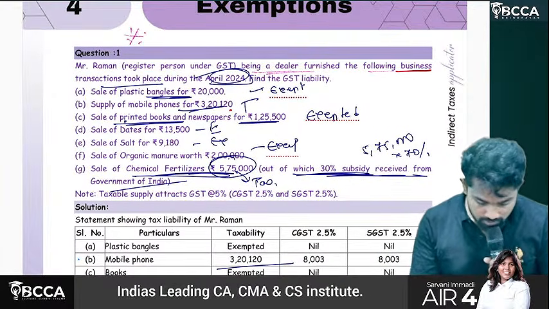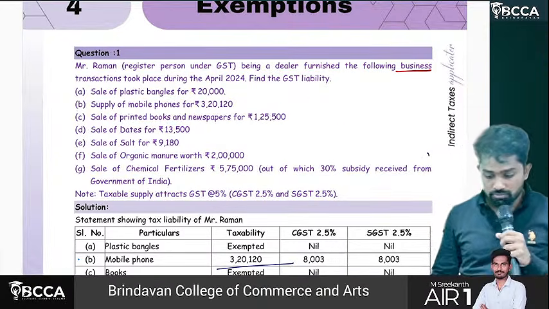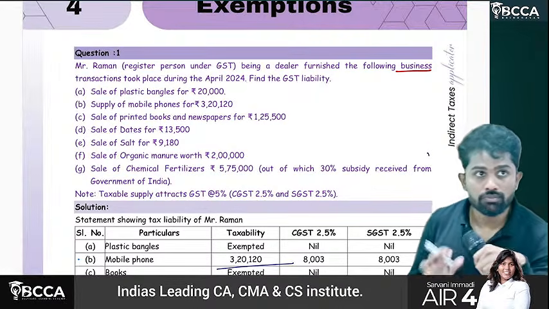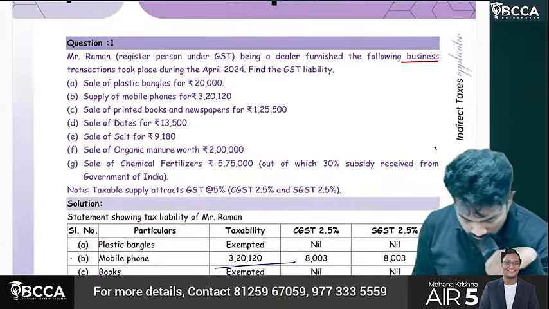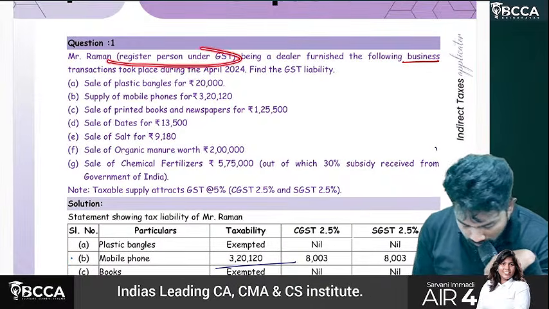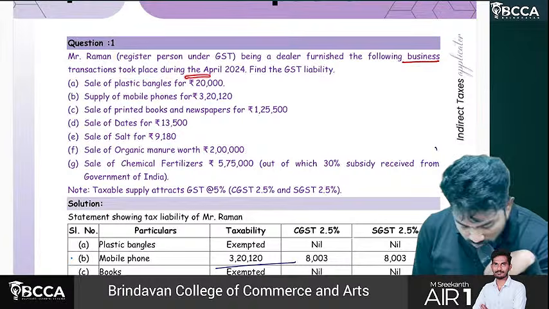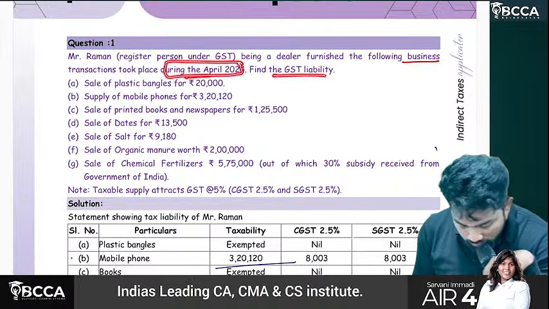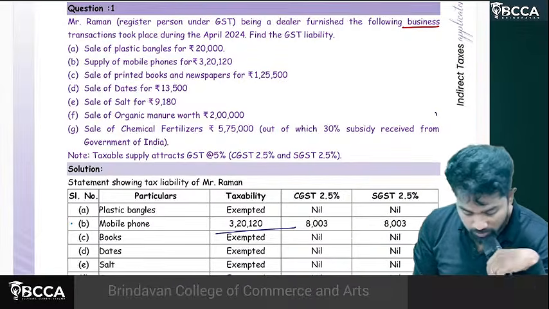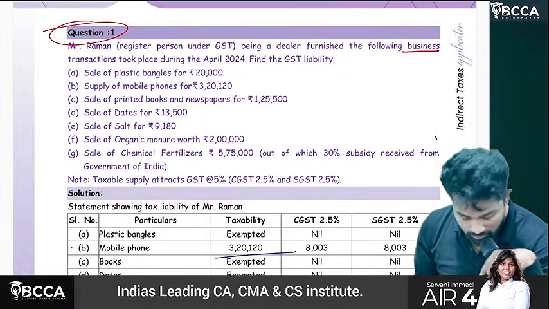Sir, we'll solve the exemptions related questions quickly and we'll go to TDS and TCS. Mr. Raman, being a dealer, furnished the following business transactions which took place during April 2024. Find the GST liability. Sir, this is for goods. We didn't discuss goods specifically, but even in the study material we had only one question related to goods. That was straightforward.